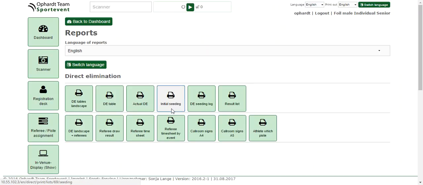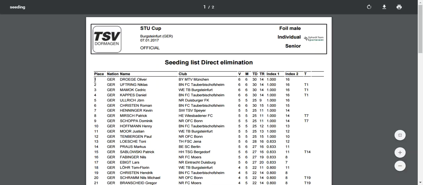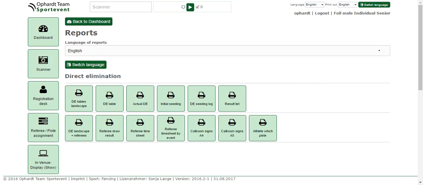Then we have initial seeding, which is a seeding with places for the DE, and here you can see if you have fencers which have the same index. They have a T1 here, so it's toss for place number 1 because they all had the same index, and I have toss for place 7 and others. But for the DE you need to have a decision, and the laptop is doing this randomly. So this is the official seeding.